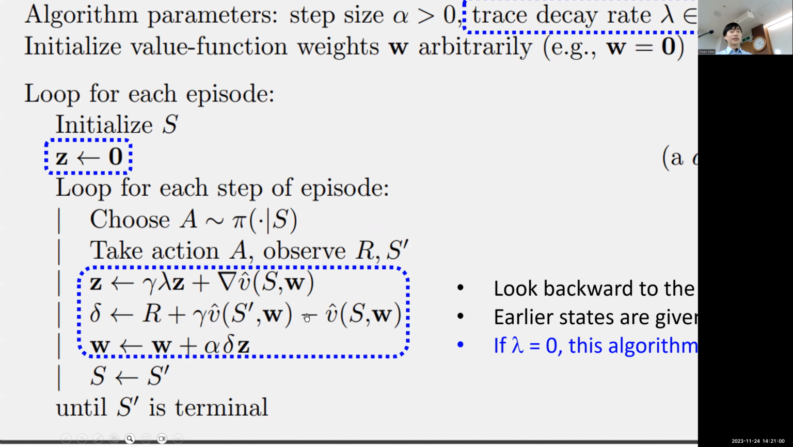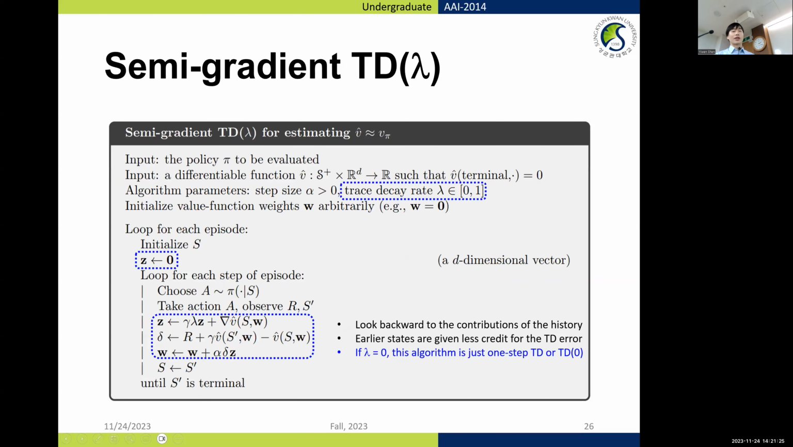S prime is the current state, minus the previous state value. With this delta and z, we put to here, and alpha is the step size. Then we update the weight. And we update the current state to put to the S as the next step, and it will be the previous step, right? Previous state. Let's iterate. Then we can update the weight.